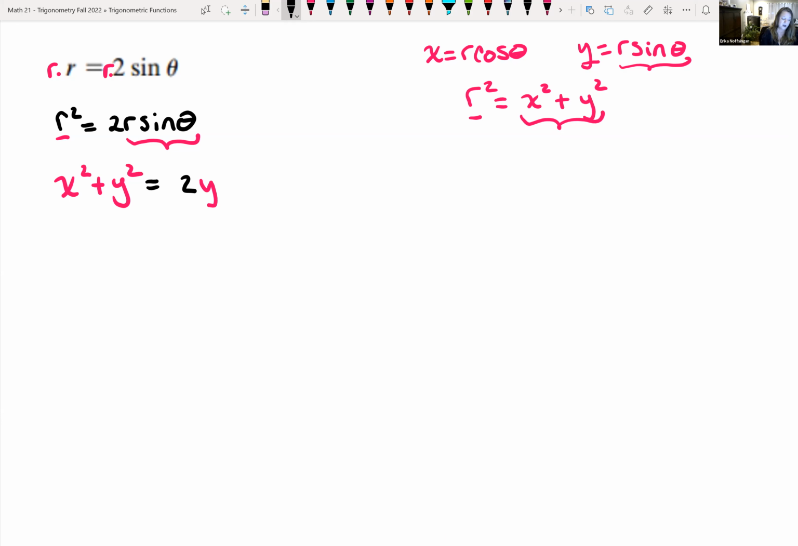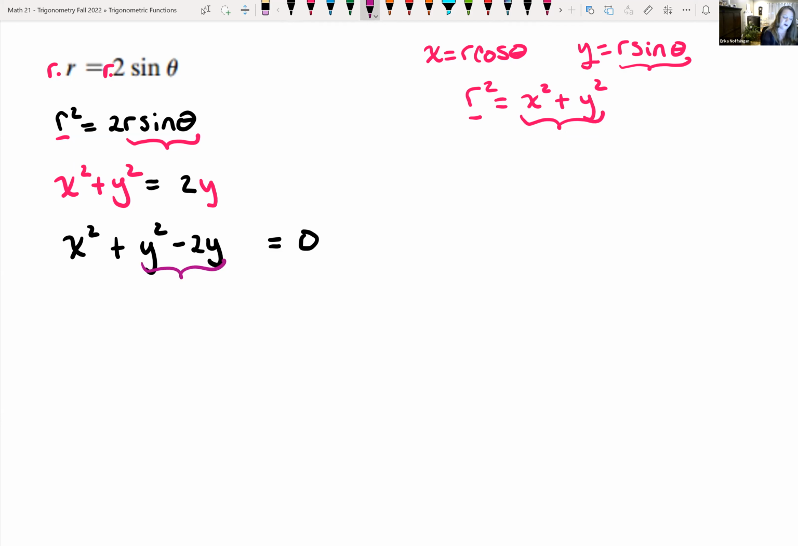So first thing we want to do here is get our x terms together, there's only one, the x squared, and the y squared terms together. So let's say x squared plus y squared. Let's subtract 2y on both sides of the equation, minus 2y, I'm going to leave some space here, equals zero. So I need to complete the square here.